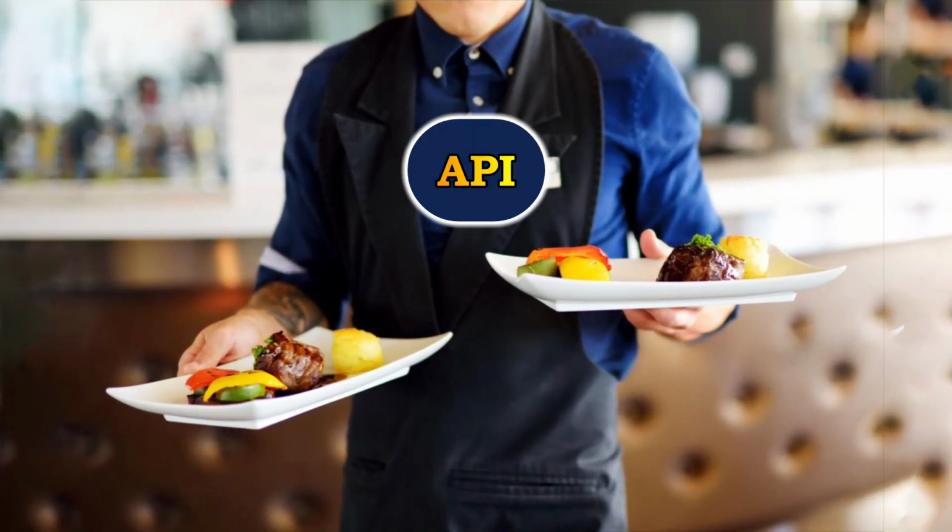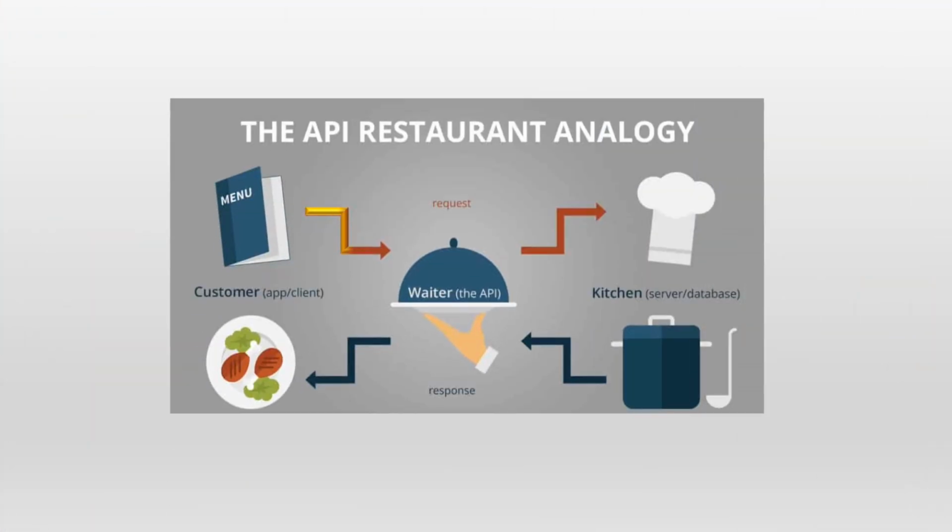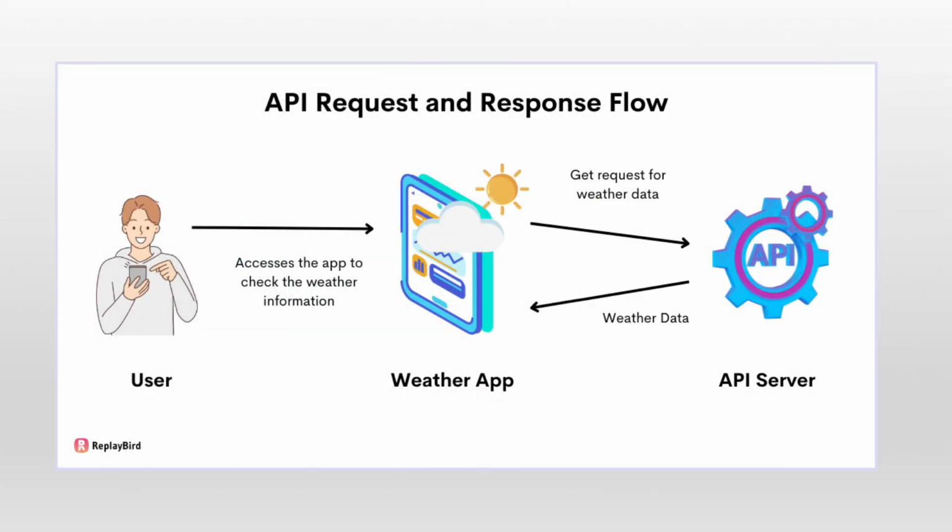Now, think of the waiter as an API. The waiter takes your request, delivers it to the kitchen, and brings your food back to you. So, in the same way, an API takes a request from your app, goes to another service to get the data, and then brings the data back to your app.